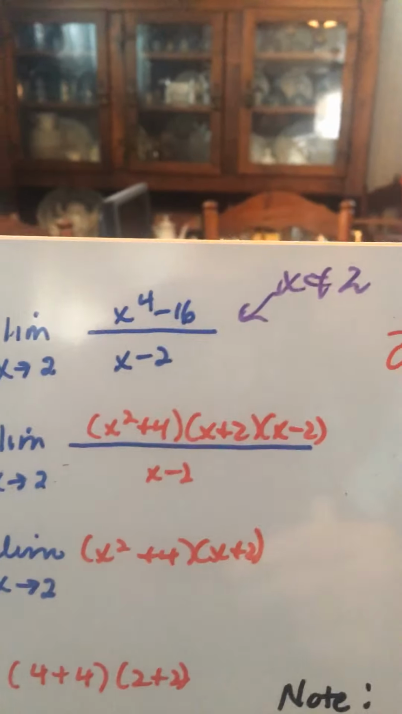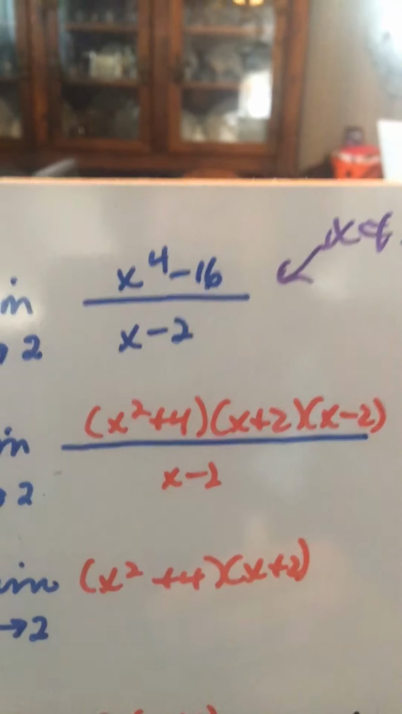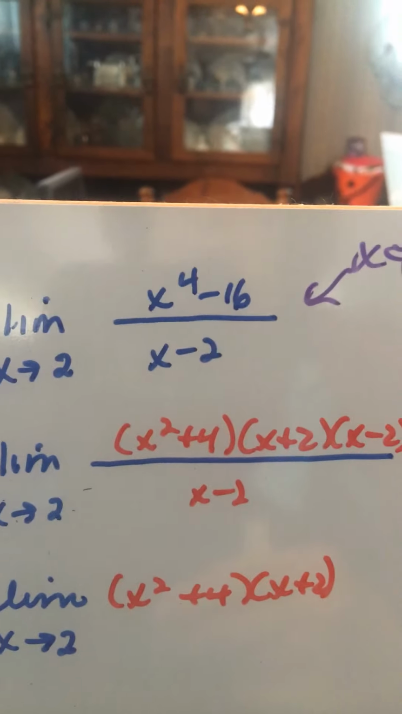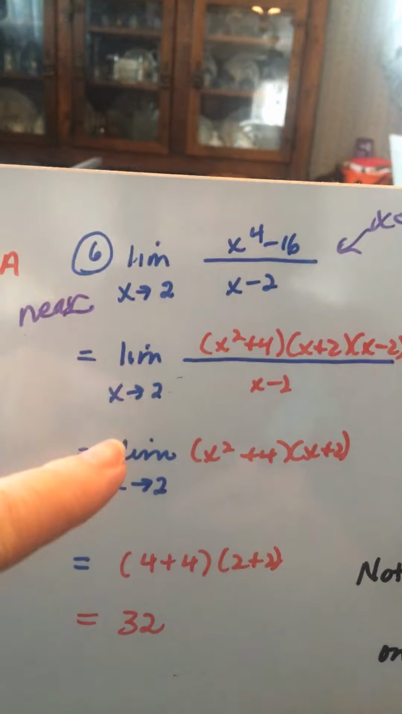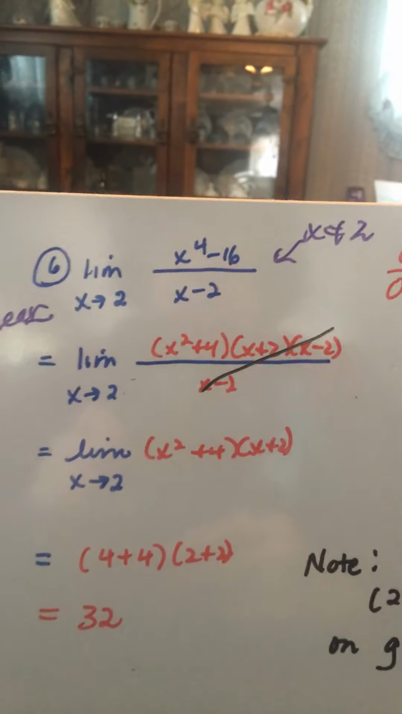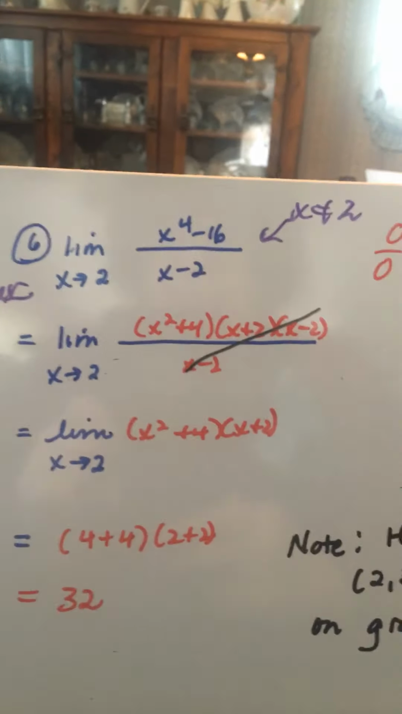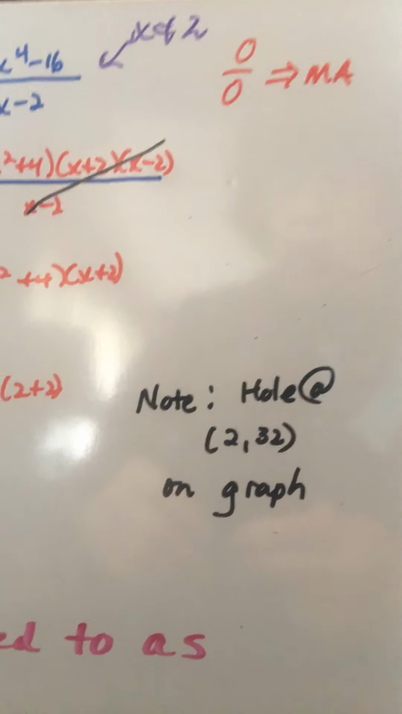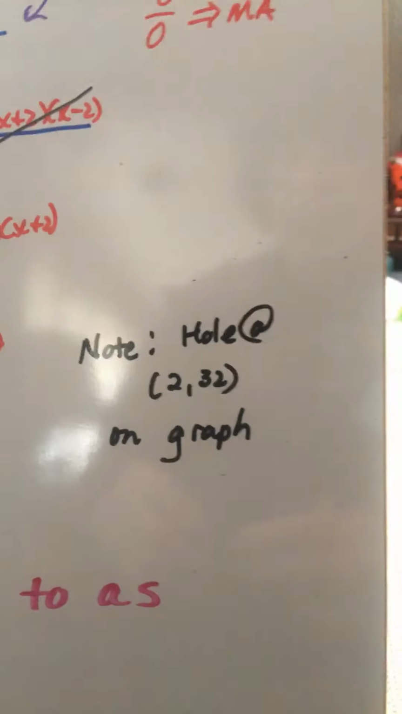Next problem. What happens when you see x to the 4th? Well, it's x squared plus 4 and x squared minus 4. Notice I just went ahead and factored the x squared minus 4 to save room. There's only so much space here, folks. I'm near 2, not at 2, because this is a limit. Limits say what's going on near. Now that I'm factored, I can reduce. Now I'm ready to do direct substitution. And notice I get 32, which means I have a hole at 2, 32.